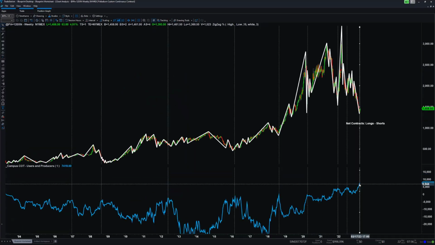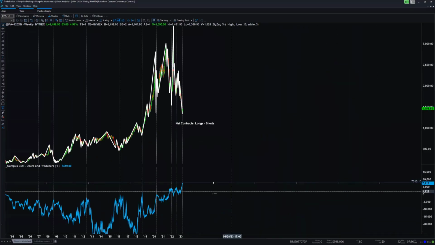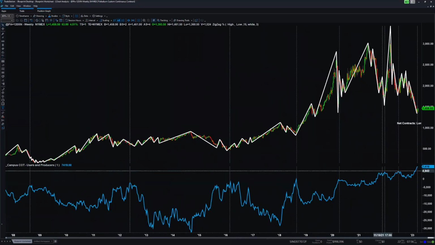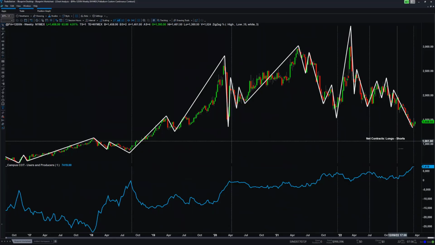They are as a group accumulating as much as 7,515 net contracts, as much as they have never done before in the history of Palladium futures prices. So that for us is, for better or for worse, a signal that we want to buy.